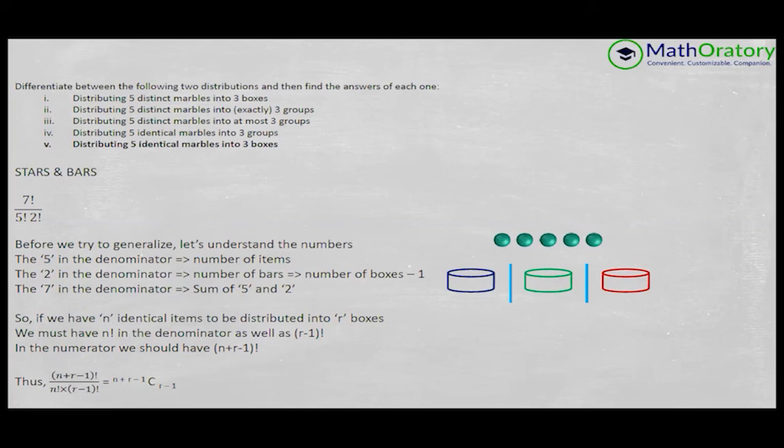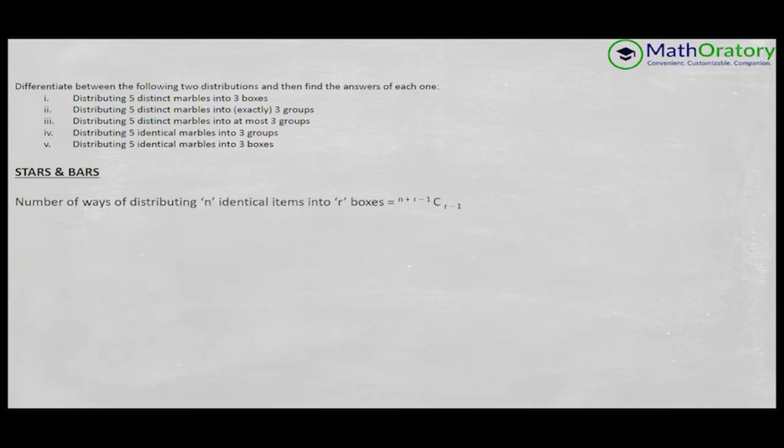Now, if you try to relate this, if you remember the nCr formula, this is what happens in nCr, right? One part is r, another part is n minus r. So this is what is happening here. We can indicate (n plus r minus 1) factorial by n factorial times (r minus 1) factorial as either (n plus r minus 1) C n, or as (n plus r minus 1) C (r minus 1). And this is the formula of stars and bars. So whenever we have to distribute n identical items into r boxes, the number of ways to do that is given by (n plus r minus 1) C (r minus 1).